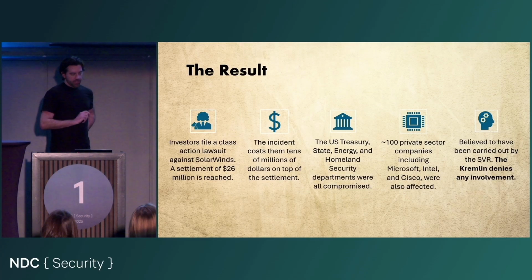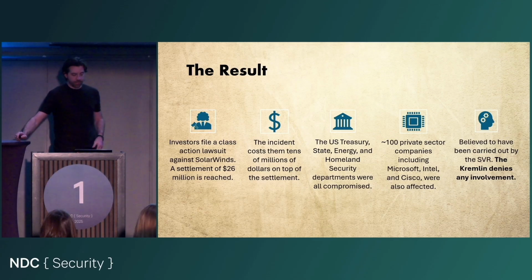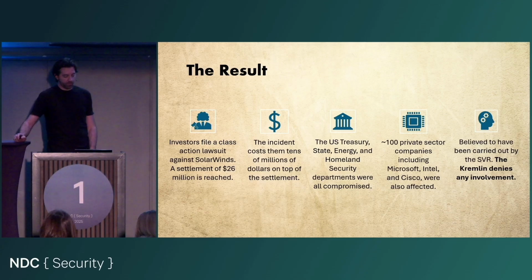significant. So a settlement of $26 million against SolarWinds. There were tens of millions of dollars on top of that in terms of cost to investigate and deal with the problem. The US Treasury, State, Energy, Homeland Security, a bunch of departments were all compromised, so the value of that information that was leaked is immeasurable.